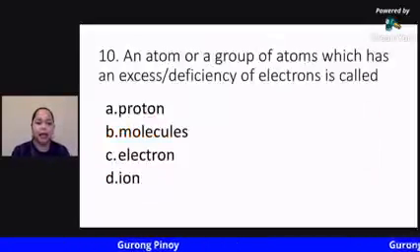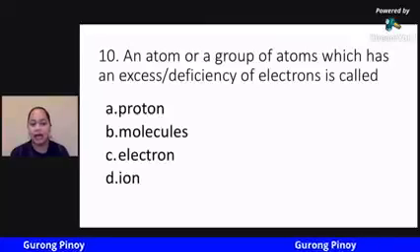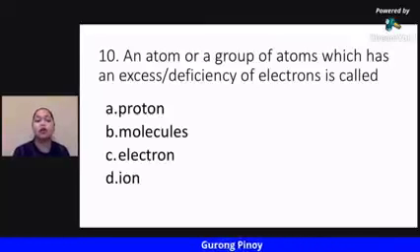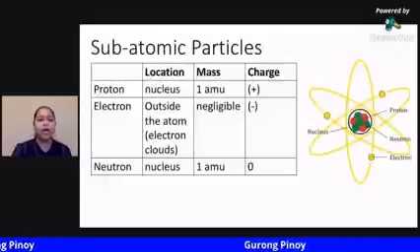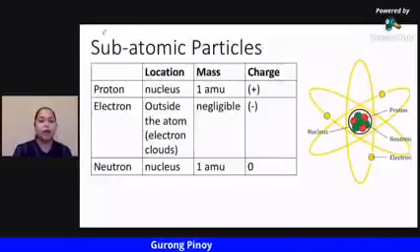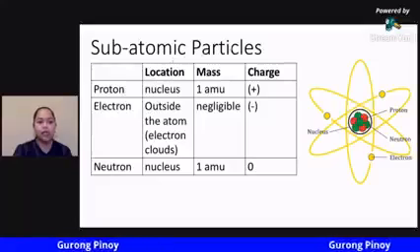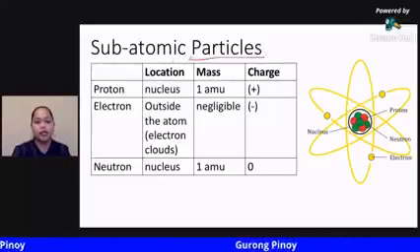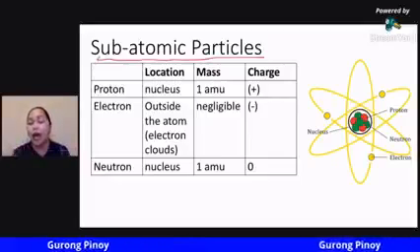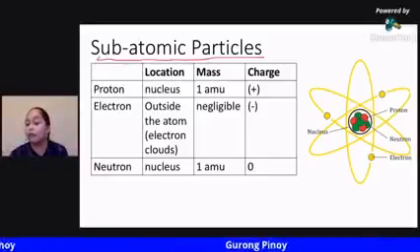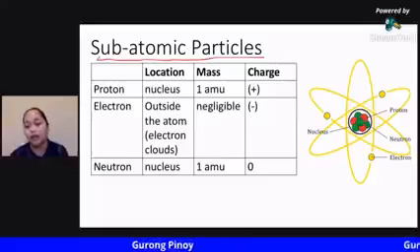Number 10, an atom or a group of atoms which has an excess or deficiency of electrons is called what? We go to the next slide so that I can explain this to you. Now, we know that we have 3 types of subatomic particles. Pag sinabi po natin subatomic particles, these are the smaller parts of an atom. Kasi pag sinabi mong atom, it is the basic unit of matter. Matter is everything around us.